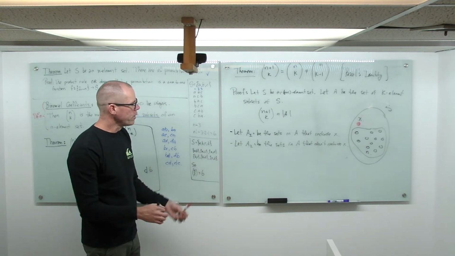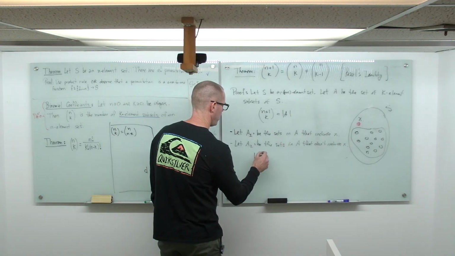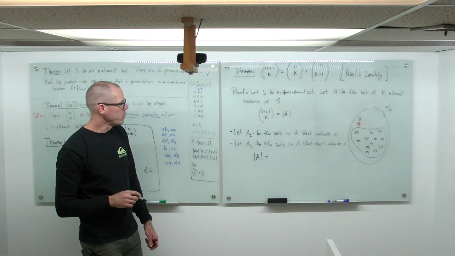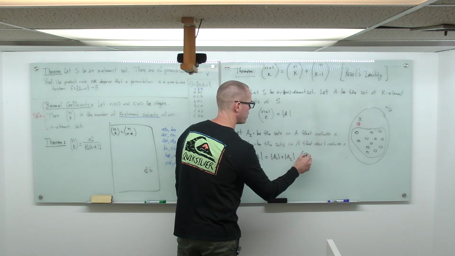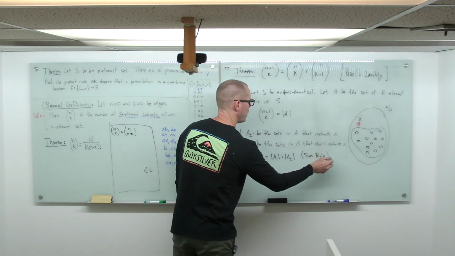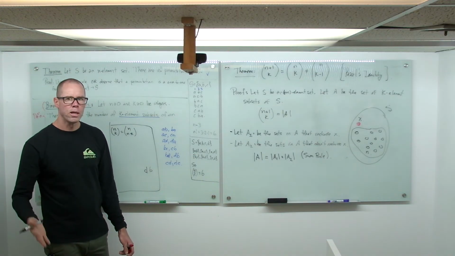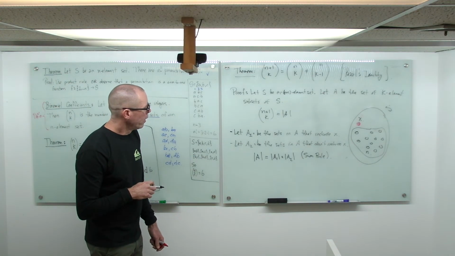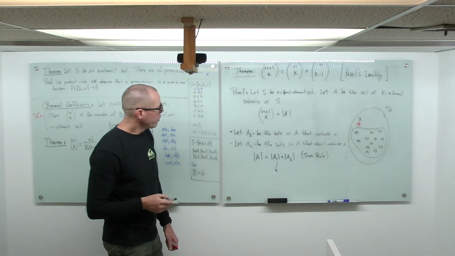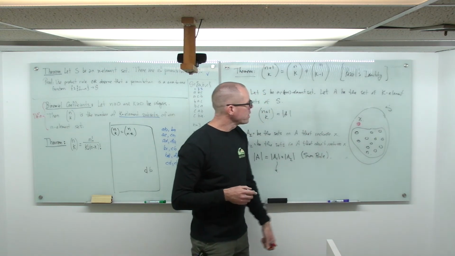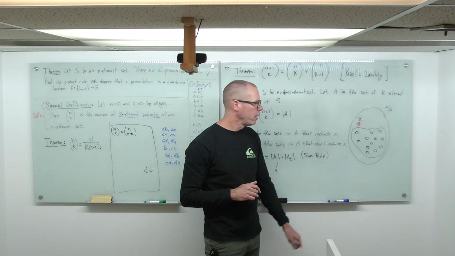Now A1 and A2 are definitely disjoint because every set either includes X or it doesn't. So the size of A, the set of all k-element subsets, must be the size of A1 plus the size of A2. That's the sum rule, and we're allowed to use it here because A1 and A2 are disjoint. The sets in A1 contain X, the sets in A2 do not contain X. Now, for A1, these are sets that contain X. So a set in A1 contains X, and it contains k minus 1 other things that are not equal to X. They come from this set here.